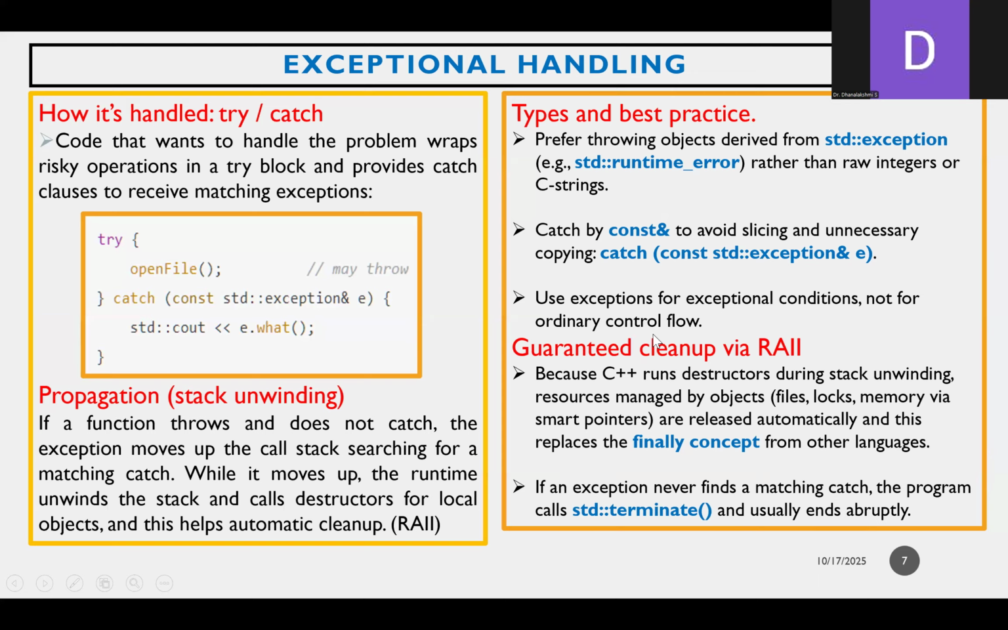As a summary, try and catch safely handle your risky operations. If not caught, exceptions propagate upward, and this is called stack unwinding. Always throw and catch standard exceptions, and use catch by const reference for efficiency. RAII ensures cleanup automatically in C++, so a manual finally is not needed as in Java and Python. If no catch is found, the program automatically terminates.